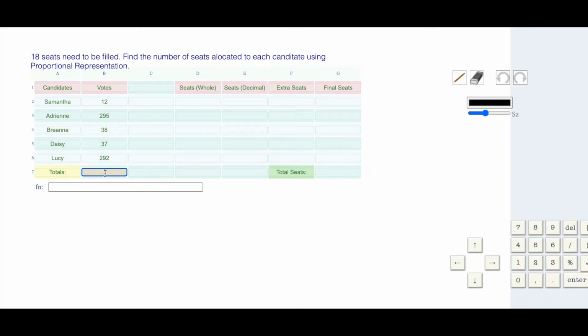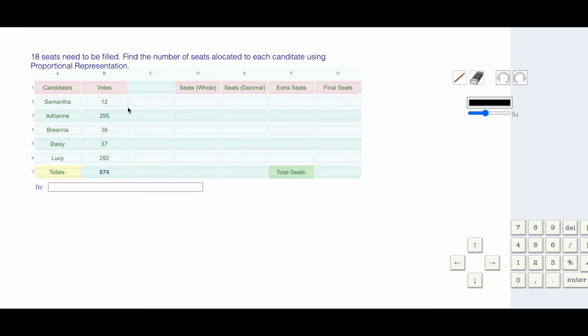Total, let's find out the number of votes. So I'm going to write equals sum. I'm going to start with the 12 and drag it all the way down, like that. There are a total of 674 votes. Okay, let's find out how many seats each person gets.